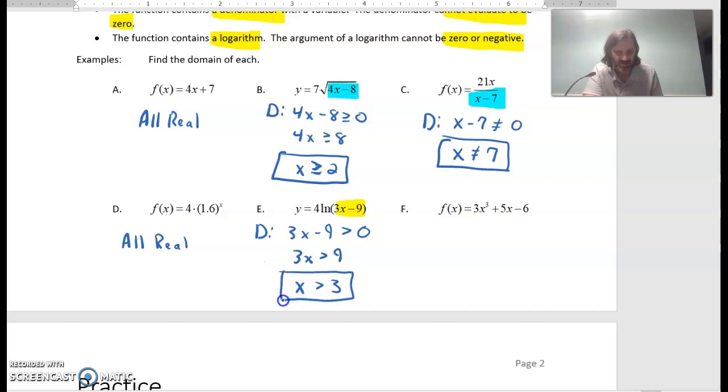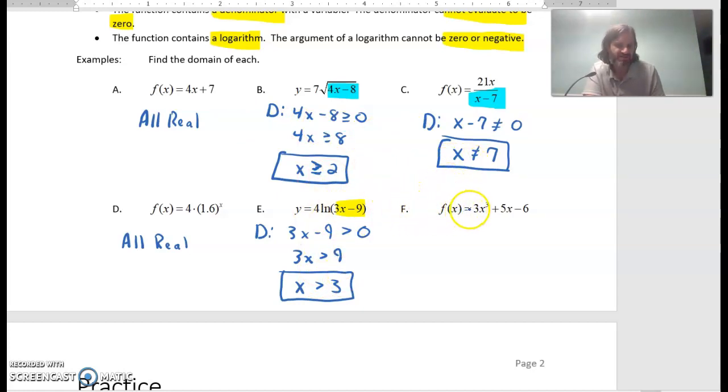So I can use any number greater than 3. If I put 3 in there, the calculator breaks. If I put 0 in there, the calculator breaks. If I put 3.1 in there, the calculator's okay. And the graph only exists in these regions that we are keeping.